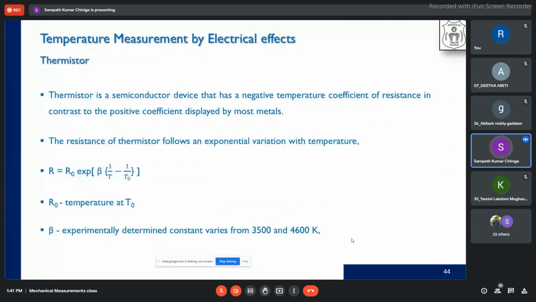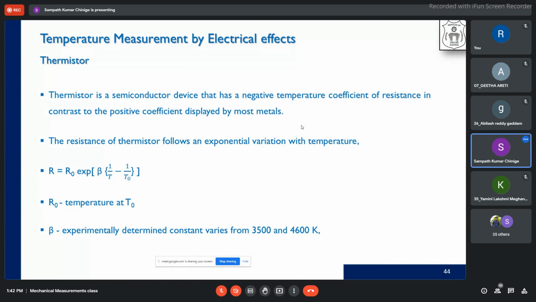You don't remember? So it has a negative temperature coefficient of resistance, in contrast to the positive coefficient displayed by most metals. So whatever happens with most conventional metals, it happens the other way. These are semiconductor devices with a negative temperature coefficient of resistance. So it follows an exponential variation with respect to temperature. As temperature increases, it varies in an exponential way.